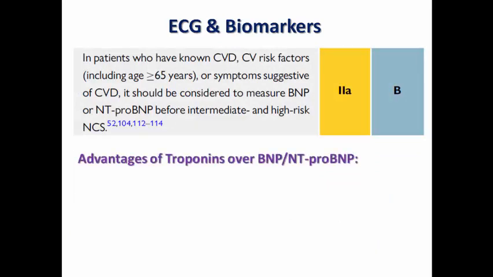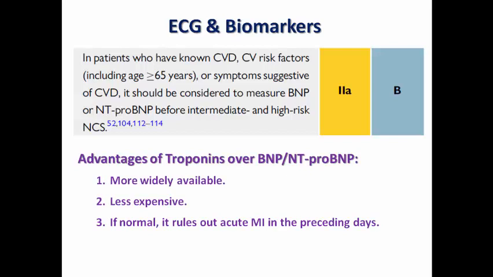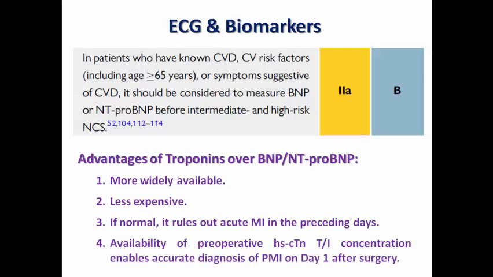So troponins are usually preferred due to their advantages: they are more widely available and less expensive. If they are normal, they can rule out acute MI in the preceding days, and the availability of the quantitative assessment enables accurate diagnosis of perioperative MI on day 1 after surgeries. But of course, BNP and NT-proBNP have another advantage in detecting decompensated heart failure.